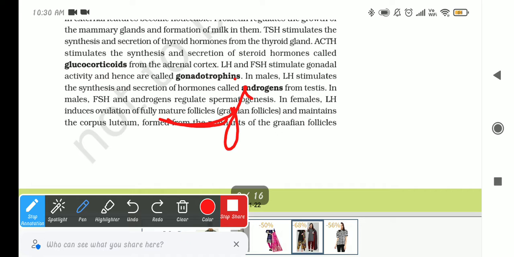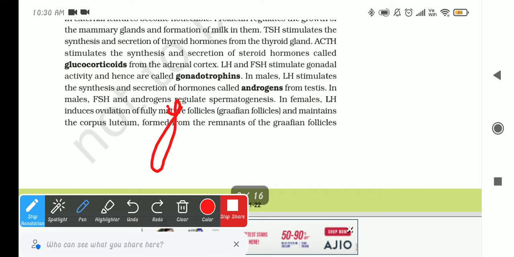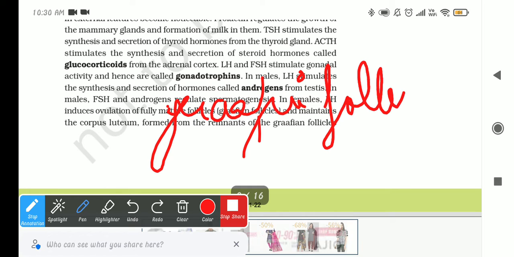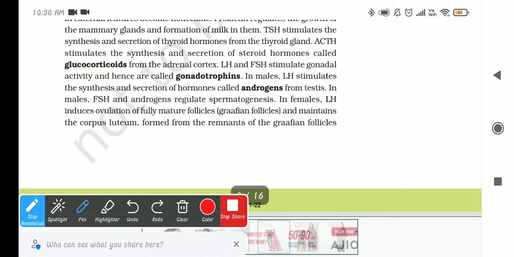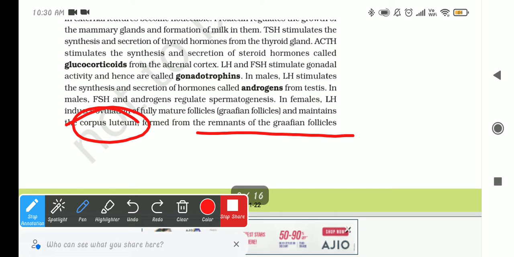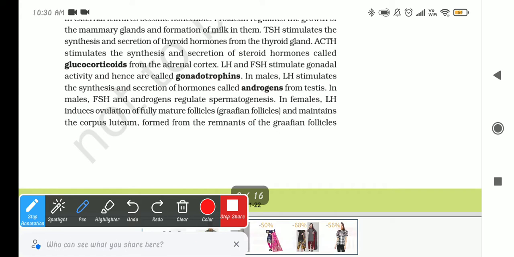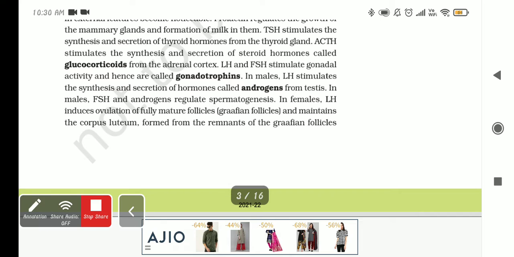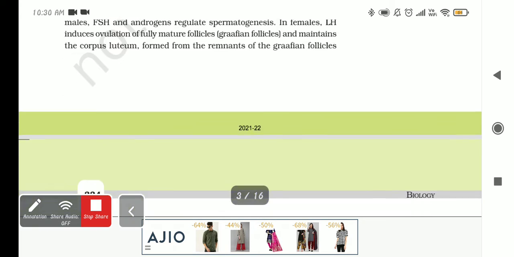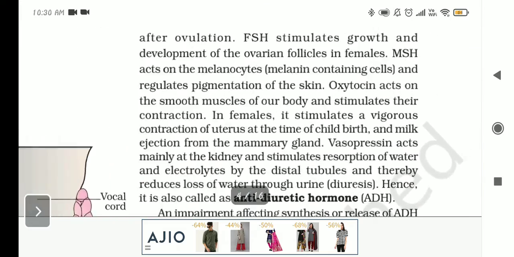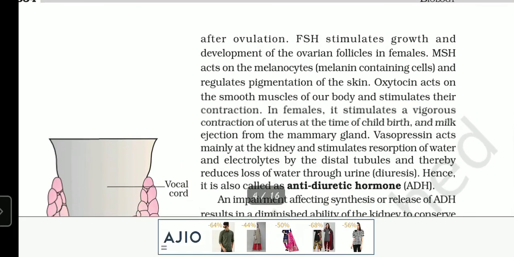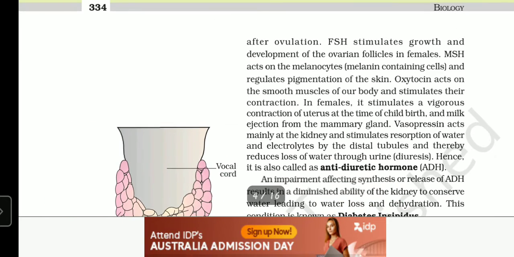which we call Graafian follicles, and maintains the corpus luteum, formed by the remnants of the Graafian follicle after ovulation. FSH stimulates growth and development of these follicles.